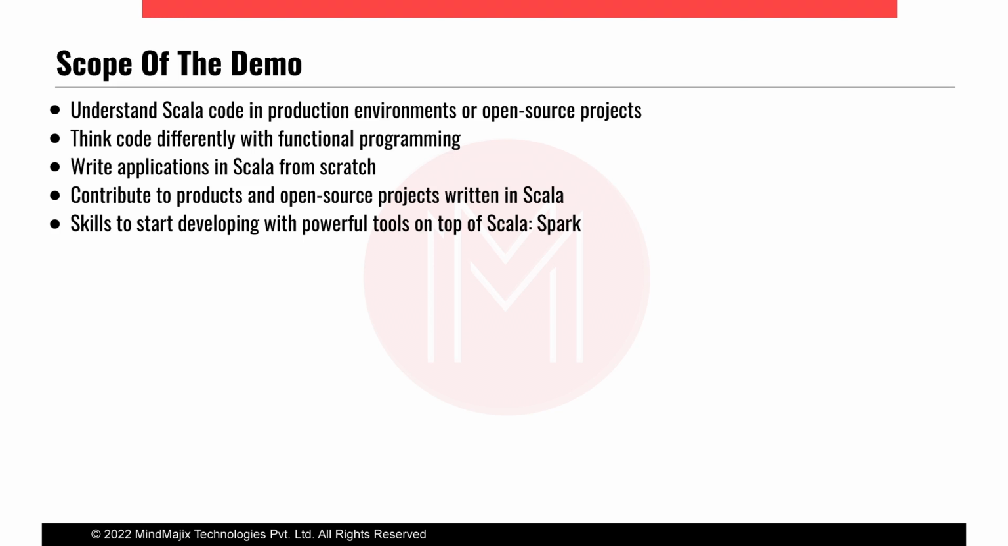And finally, skills to start developing with powerful tools on top of Scala. For example, Spark. Spark is a processing framework for big data. In a similar way, we have Akka, Play, all those things. All these frameworks require a programming language. Already we have many programming languages in the market like Java, Python. Java and Python we can run on Spark. Similarly, Scala also we can run on Spark. So why is Scala ahead of Java? All those things we will cover.